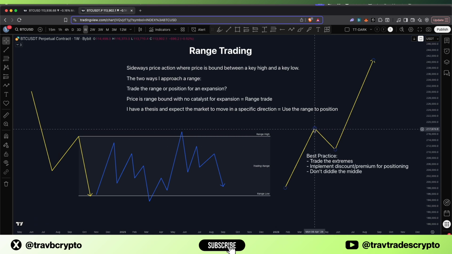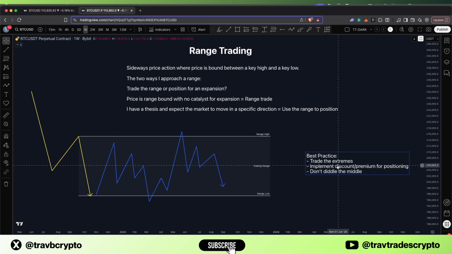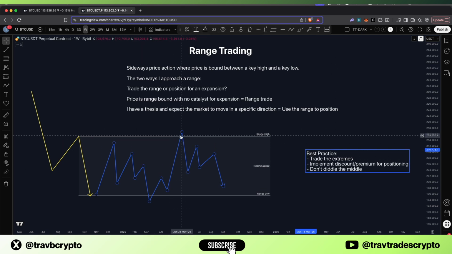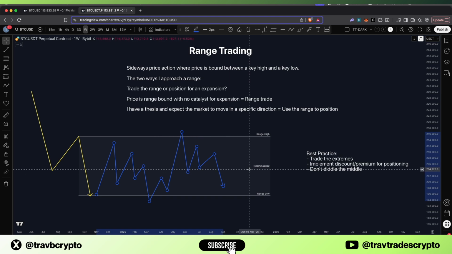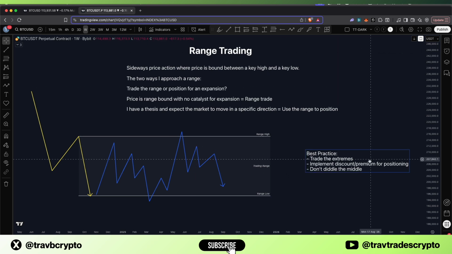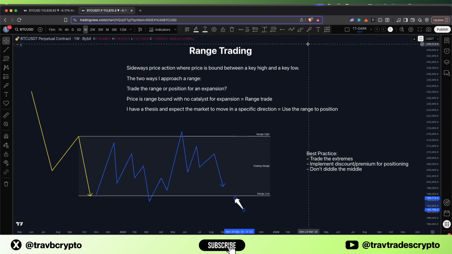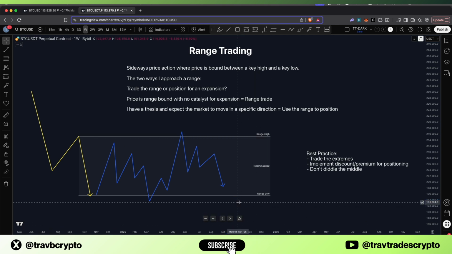Now, let's first talk about if we were just range trading. So let's say we see price action that looks something like this. And I don't have a strong thesis or a strong bias for where the price is going to expand next. So that's where I might say to myself, okay, let me just look at what setups present themselves for me to range trade. Now, when you're range trading, you want to be trading the extremes. So you want to be long from the range low and you want to be short from the range high. And the target is just the other side of the range.